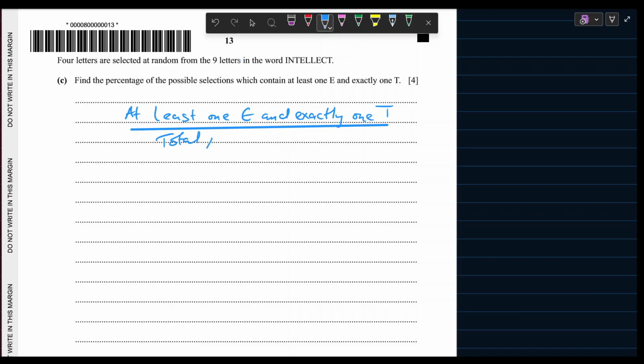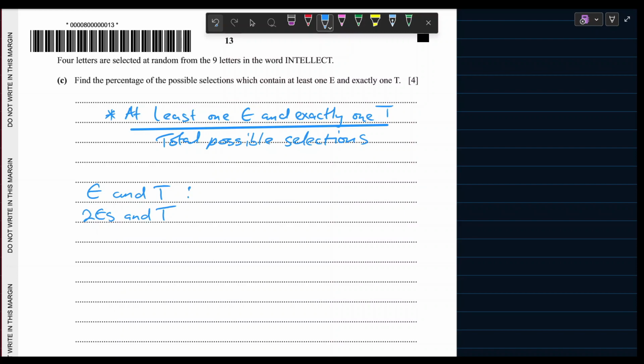So total possible selections. And of course, at the end, we're going to multiply by 100 so that we get it as a percentage. Let's write down the possible combinations that we could have for at least one E and exactly one T. So we could have exactly one E and exactly one T, or we could have two E's and just one T. These are the two possible scenarios that satisfy this statement here.